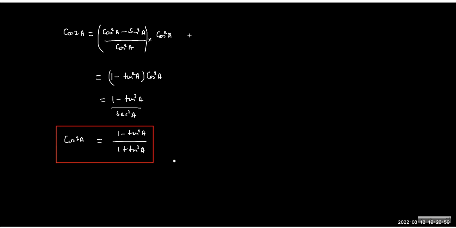So I hope you can also derive tan 2A in terms of tan A. I think this is going to be easy anyway, right? This is a direct formula. So what is the tan 2A formula? 2 tan A by 1 minus tan square A. Correct. So that's the direct formula.